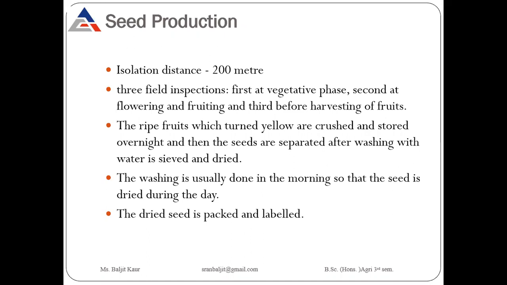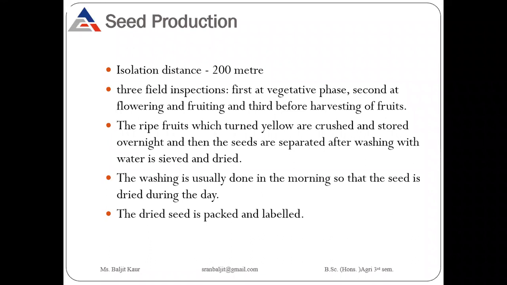So when we inspect the field, we have to check that there is no disease on the plants, there is no attack of insects or pests, and there are no odd type of plants there. Okay, so at the vegetative phase, you can see that there are no odd type of plants, and if there are some odd plants or some diseased plants or insect attacked plants, then we have to root out those plants, and we have to bury those plants, right?